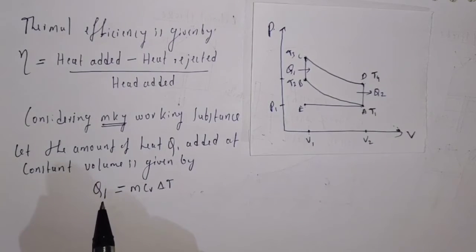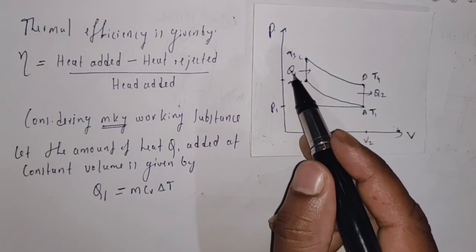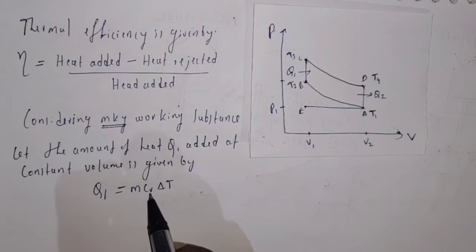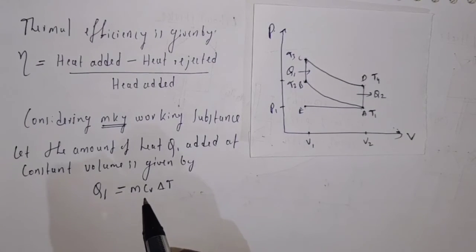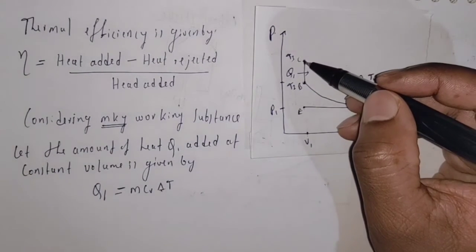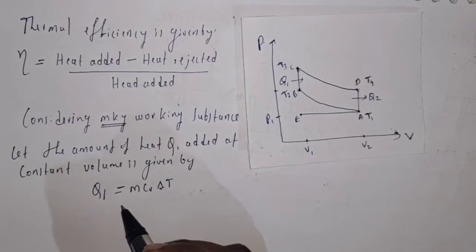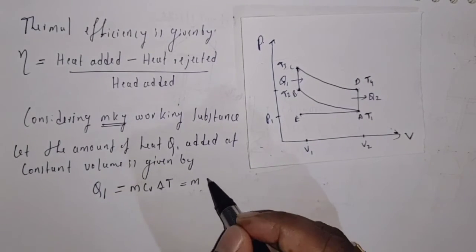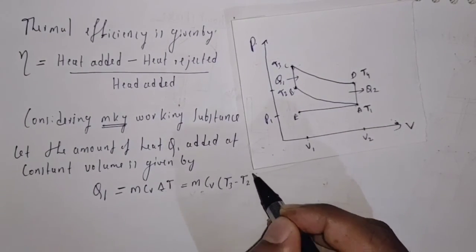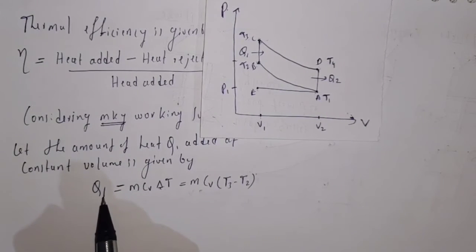Here I am going to use the specific heat capacity equation, and here we write the amount of heat added Q1 is equal to m Cv delta T, where m is the mass, Cv is the specific heat capacity at constant volume, and delta T is the temperature difference. Here the temperature difference is given by T3 minus T2, so we can write it as m into Cv into (T3 minus T2). This is the temperature difference, and this is the amount of heat added to the cylinder.